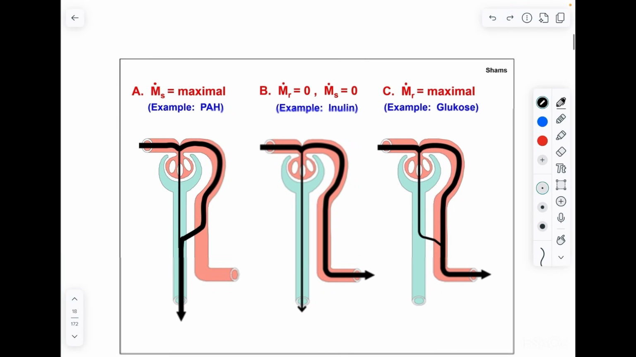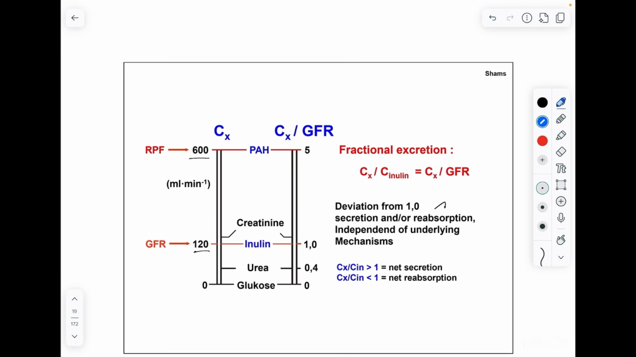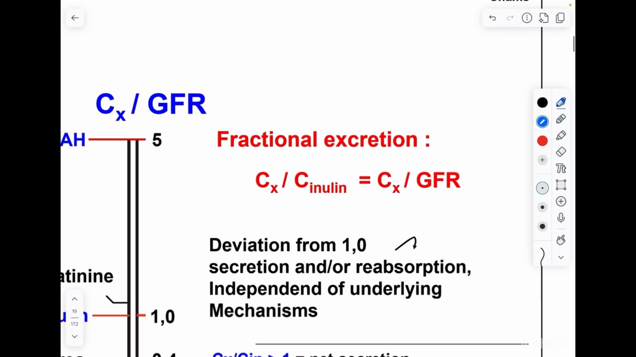Okay. And this is just a summary slide. Now here, they came with an index that tells you whether a certain substance has been secreted or reabsorbed. Okay? What is this index? Okay. You divide the clearance of the substance by the GFR. Why? GFR is how much we filtered, right? So if this is more than GFR, okay, then that means it had been secreted.